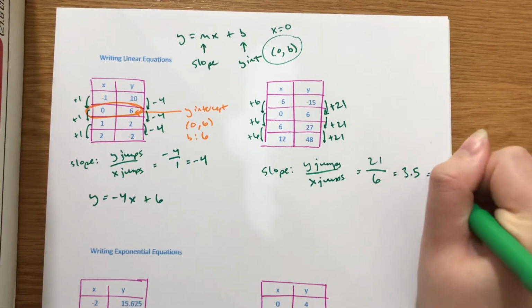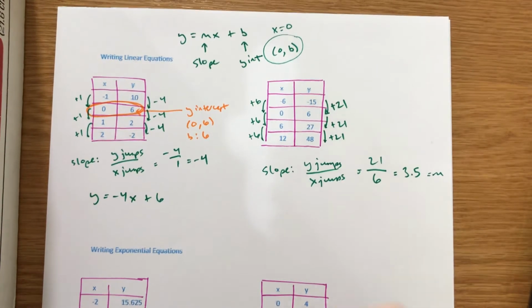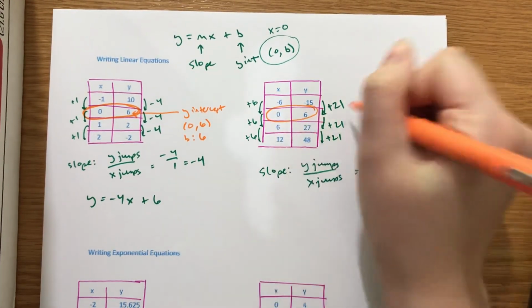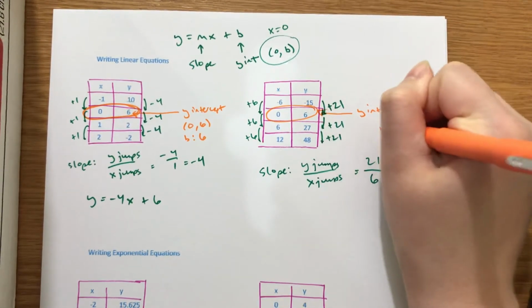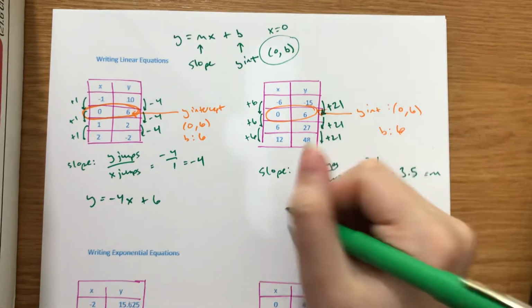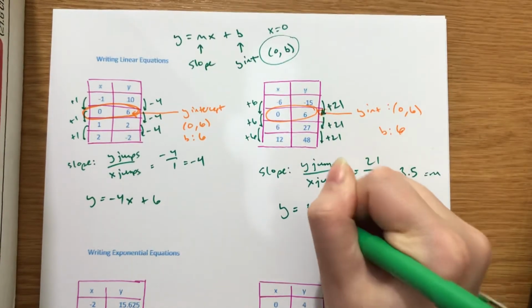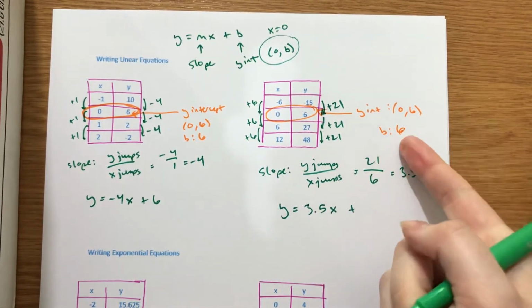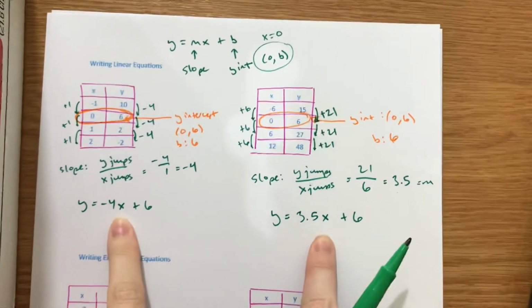So here's our slope value, here's our m. Now we need to identify the y-intercept. So look for when x equals 0. Here it is. So here's my y-intercept. Again, it's (0, 6), so my b value is 6. And so we just fill into our equation. y equals mx, m is 3.5, 3.5x plus, and our b value is 6. All right, so that's how we write linear equations. So if we have a linear table, we can write the equations.